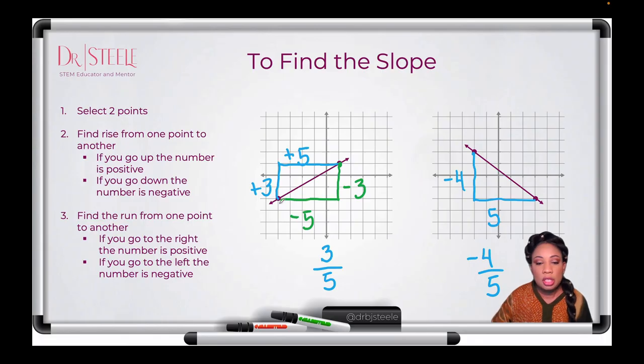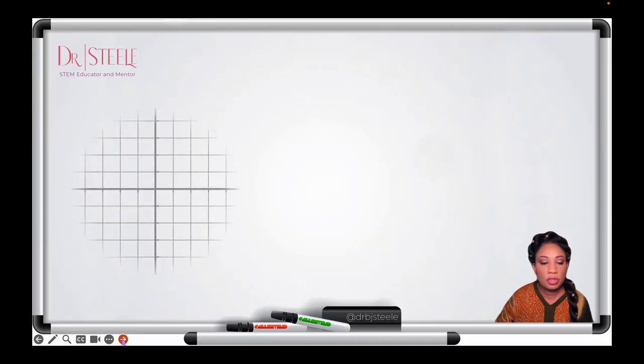Now notice when we go up and to the right, our slope is positive. When we go down to the right, our slope is negative. We'll get into that a little bit more.